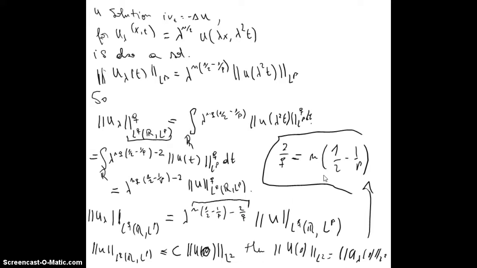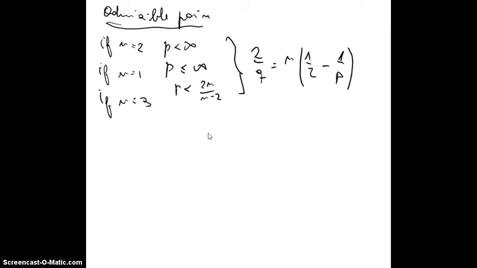And this is a condition that we've seen many times in many theorems, and we call it an admissible pair in different dimensions. It depends: if n is equal to 1, p less than or equal to infinity; n equal to 2, p less than infinity; n equal to 3, p less than or equal to 2n over n minus 2, and then we have this. And now we know where it comes from.